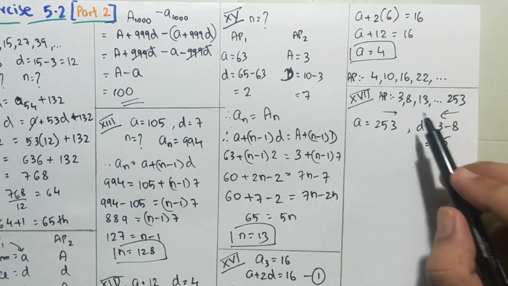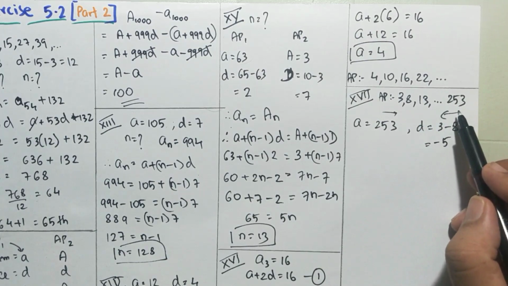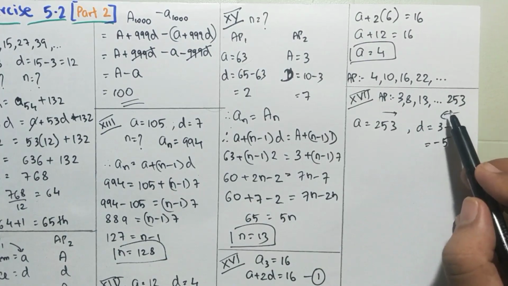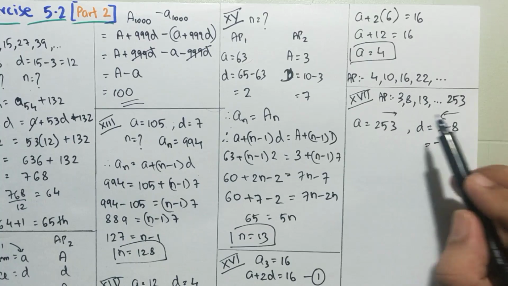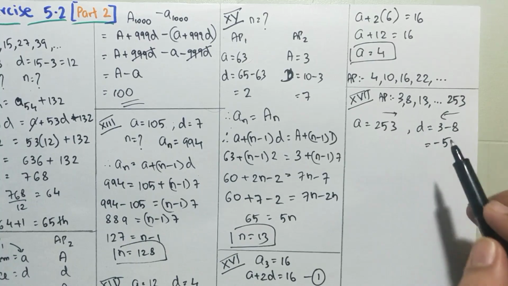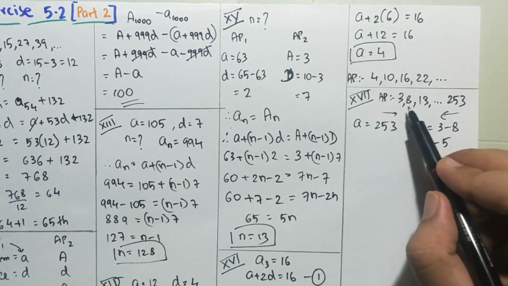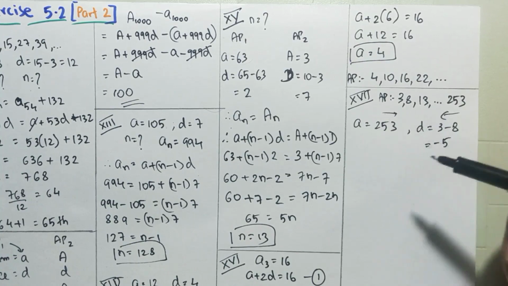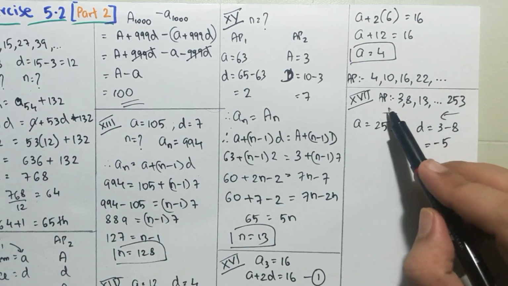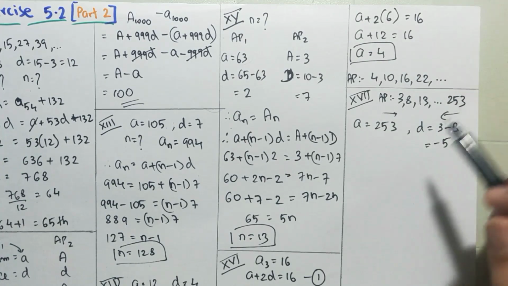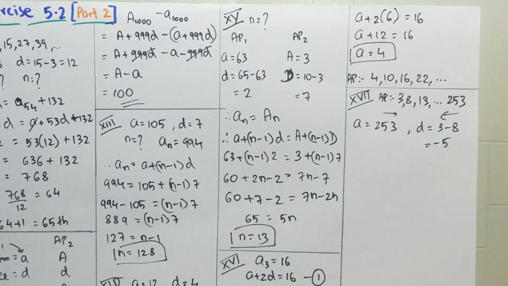So for the 20th term from the last, the first term will be 253. I need the common difference from the last. This common difference would be 3 minus 8, not 8 minus 3, because if you look from the last, 3 comes after 8. So if 3 is coming after 8, we have to do 3 minus 8. So D comes out as -5.